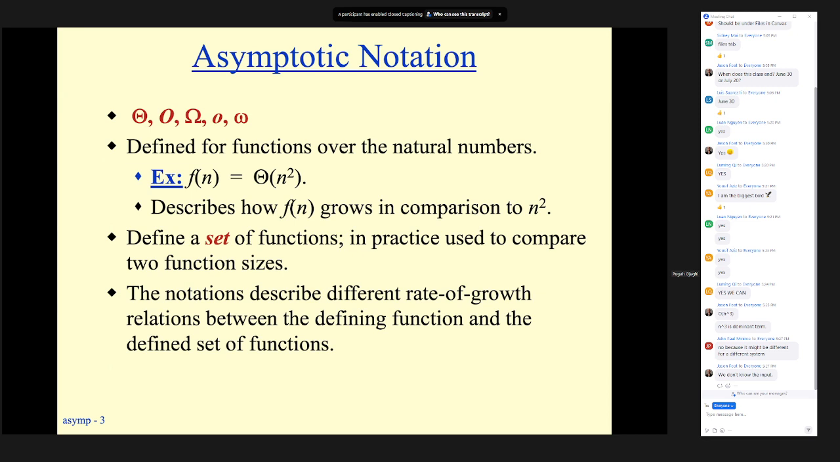These definitions are for functions over the natural numbers. For example, we say f of n, a function of n, is big theta of n squared. It describes how f of n grows in comparison to n squared. We want a set of functions used in practice to compare two functions' sizes. For example, this is my first function and this is my second function. What is the difference? Which one is better? The notation describes the different rates of growth between functions, based on the inputs, and what happens as the rate of growth gets greater.